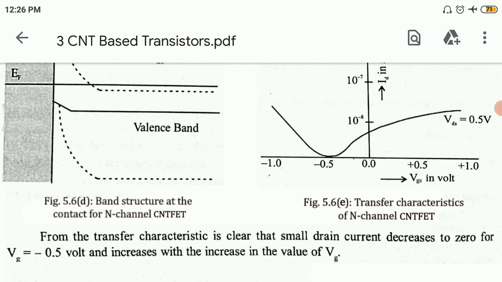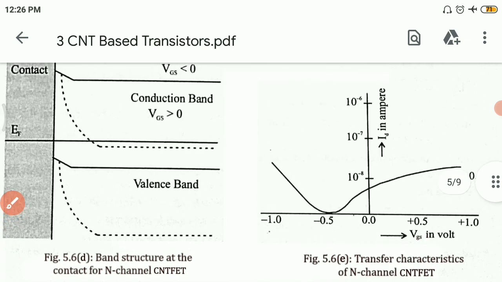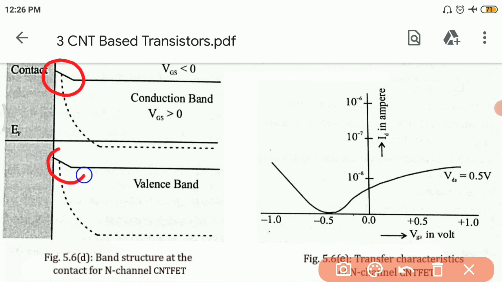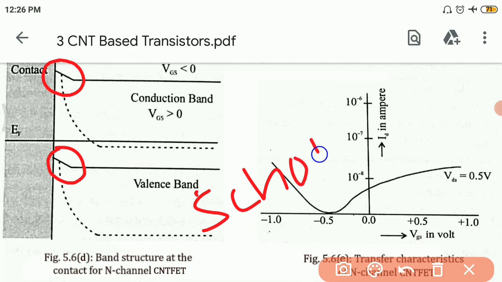Okay, now one more important thing, as you have seen in the band structure, this is the contact region of the source and drain, and this is called Schottky barrier, S-C-H-O-T-T-K-Y, Schottky barrier, and it is responsible for the on current of the device.